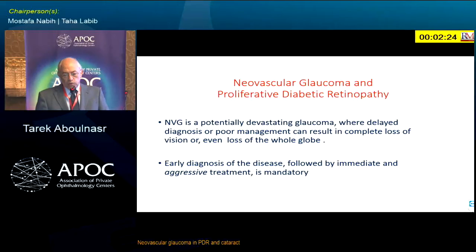So neovascular glaucoma is a potentially devastating glaucoma where delayed diagnosis or poor management can result in complete loss of the vision or even loss of the whole globe. Early diagnosis of the disease, followed by immediate and aggressive treatment, is mandatory.